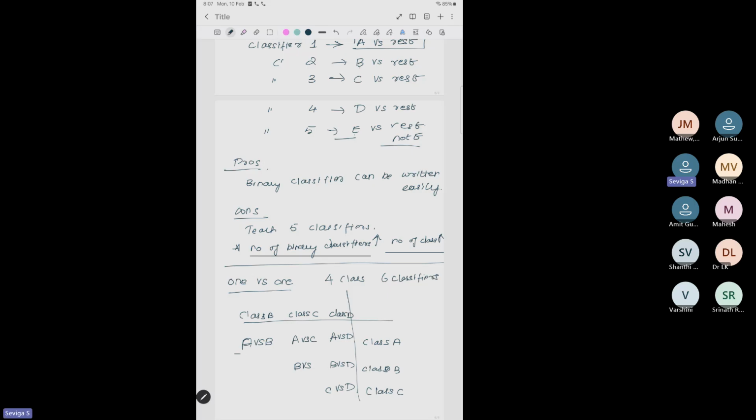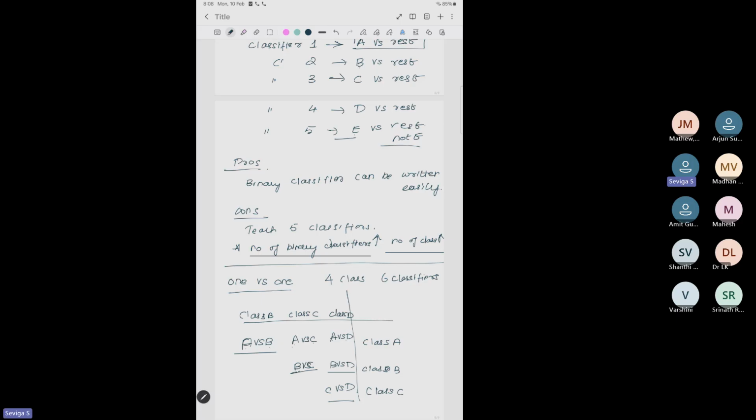The first classifier will check whether it is class A or B. The second classifier will check between A and C. The third classifier will check between A and D. This one will check between B versus C, this one will check between B versus D, and this one will check between C versus D. So this is 1 versus 1.